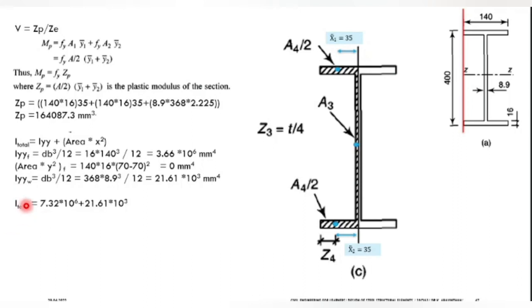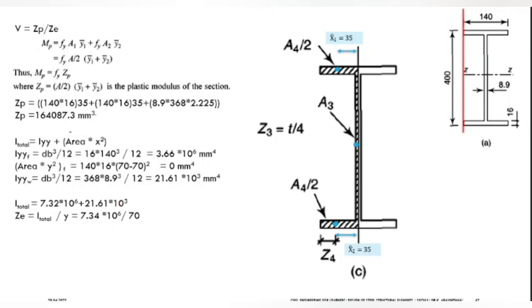Now how to find I total? Add all the components. You have two flange components, flange number 1 and flange number 2. What is the answer of the flange? 3.66. So you have two flanges, and you have to multiply 3.66 into 2. You will be getting 7.32. Since we have two flanges, we are multiplying the moment of inertia by 2. You are having only one web component, and hence we are taking only one web component. You got 21.61 into 10 power 3. If you add this, 7.34.